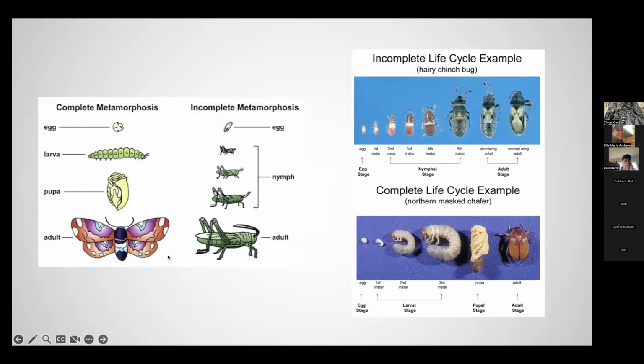So here's again some graphics of side by side, but also showing it in actual insects makes it a little bit easier. The top incomplete life cycle showing how the immature stages look similar to the adult. They get larger each time they molt, and they eventually end in wings. Where complete life cycle, immatures look nothing like the adults. They go through this pupal stage, and they look very different from each other.